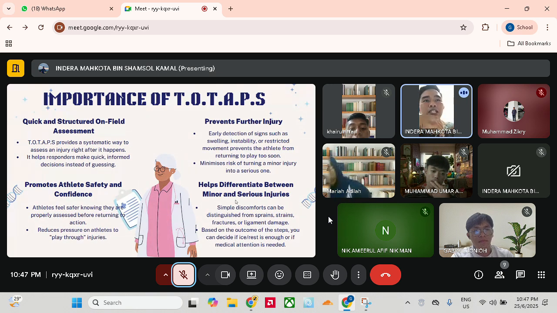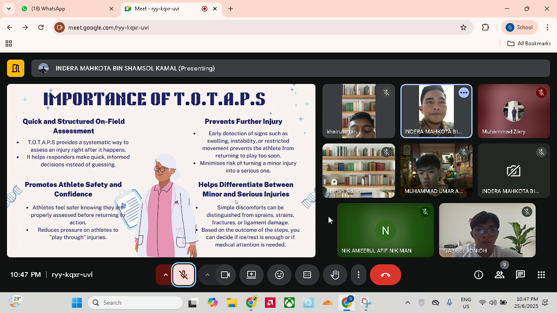Okay, the second one is that it prevents further injury. Early detection of signs such as swelling, instability, or restricted movement prevents the athlete from returning to play too soon. It means once an injury occurs, the athlete must take a rest, and by doing the TOTAPS procedure, you can give some information or words to them to make sure that they really understand about the injuries that occurred to them.